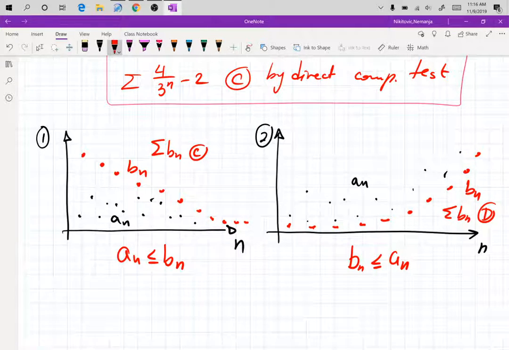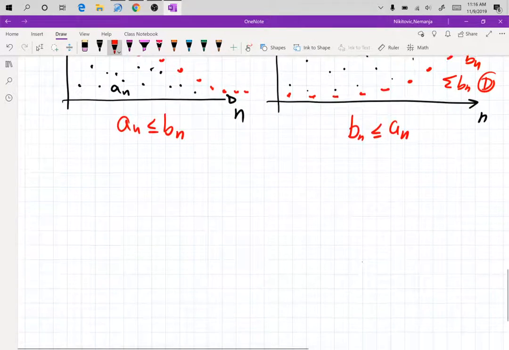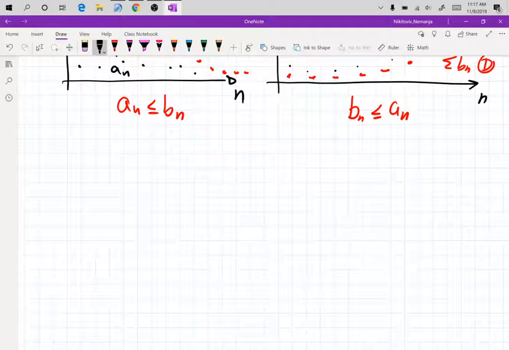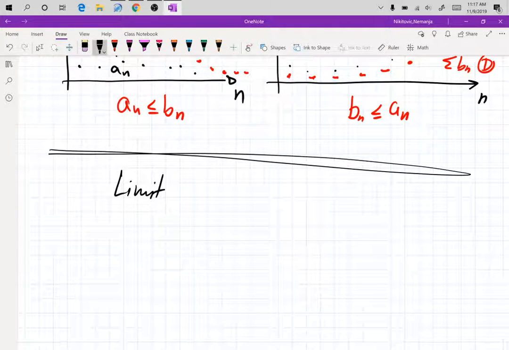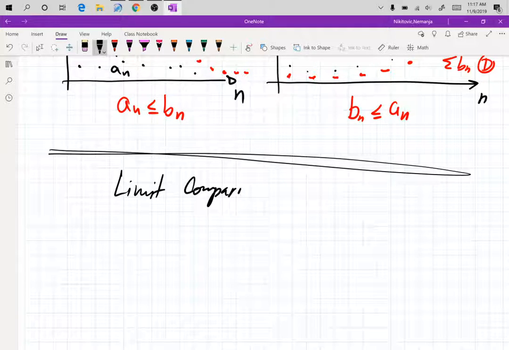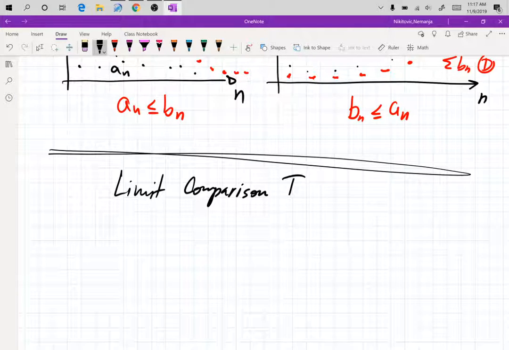Now for the limit test, we're going to have the same type of thinking, meaning if both are positive and the limit of an over bn is finite, then they both have the same fate. And because you picked something for the summation of bn, you know what's happening there, so you will be able to claim quickly. So, limit comparison test.